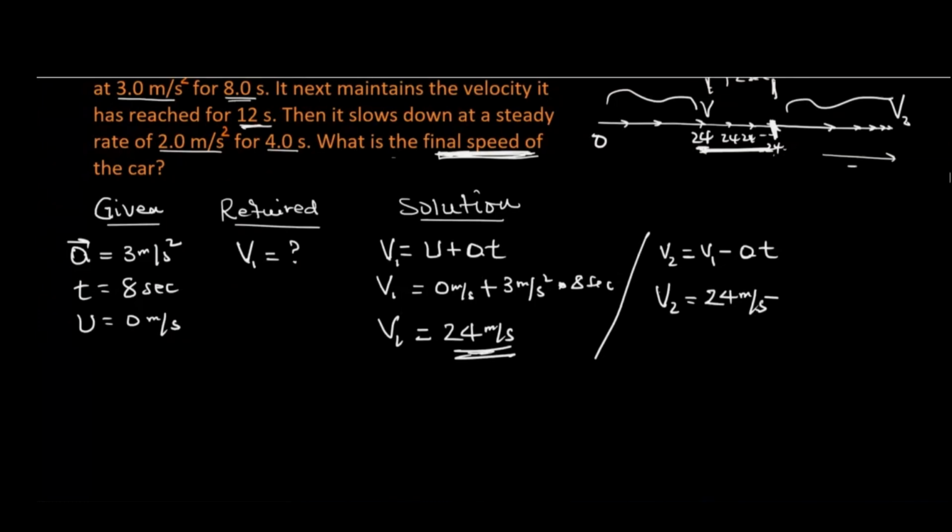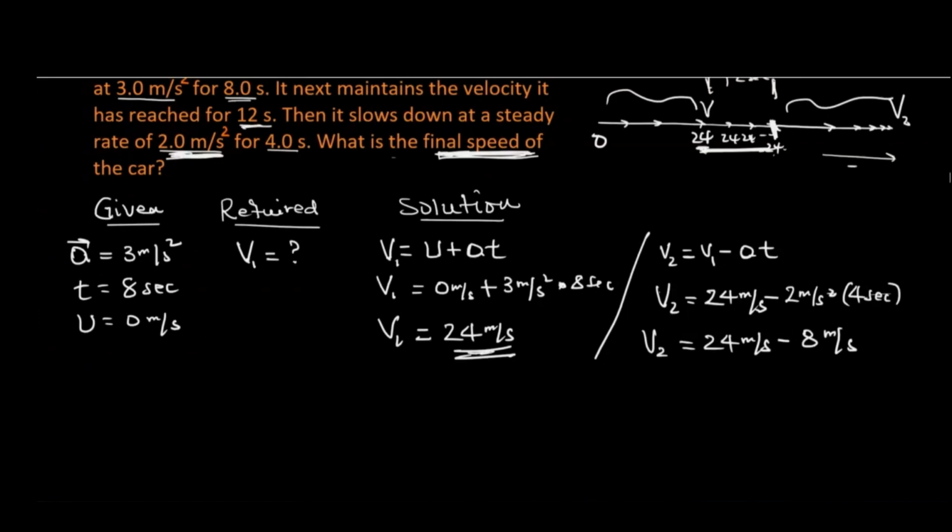Minus, okay, the acceleration is still 2. The velocity is changing, so that means 2 meters per second squared, okay. This is this 2, and then the time is how many? 4 seconds, okay, 4 seconds this time. So V2 is equal to 24 meters per second minus 2 times 4. 2 times 4 is 8 meters per second.